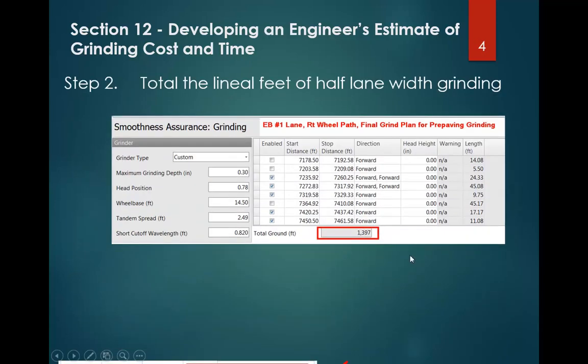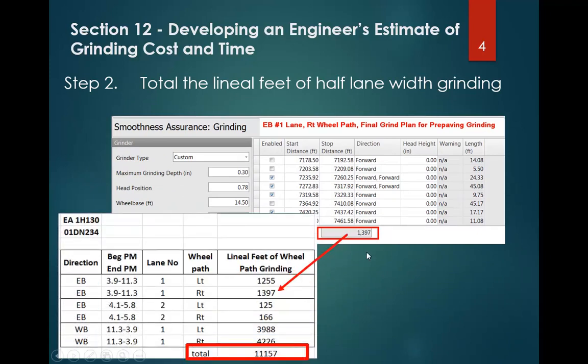Okay, total the lineal feet of half lane with grinding per lane. So I'm going to go ahead and look at all my wheel paths for all my lanes, and I'm going to make up a table, and I'm going to summarize them, and I'm going to total all the lineal feet up. In this case, I have 11,157 lineal feet of half lane with grinding.